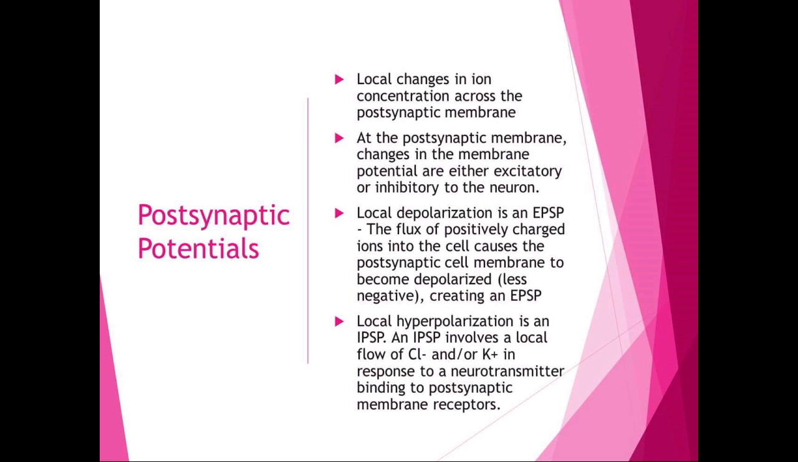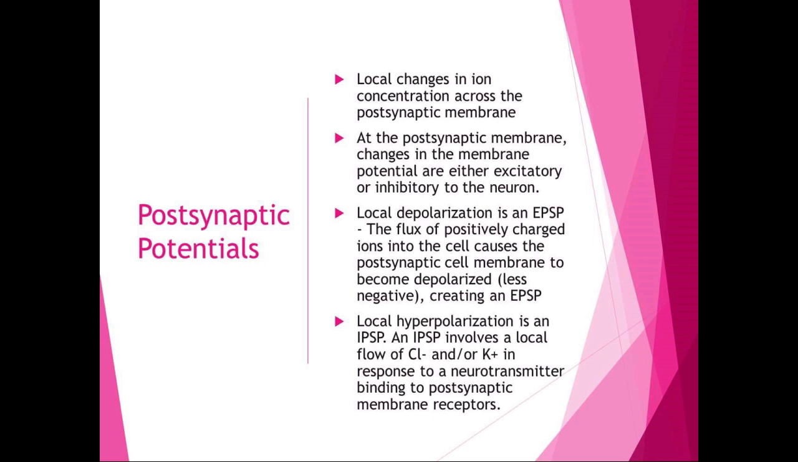Local hyperpolarization is an inhibitory postsynaptic potential. An inhibitory postsynaptic potential involves a local flow of either chloride or potassium in response to a neurotransmitter binding to a membrane receptor. Chloride is generally outside the cell and potassium is inside the cell. So if potassium flows out of the cell, it becomes more negative because we're losing positive. If chloride, which is negative, flows into the cell, it also becomes more negative. When it's more negative, it's hyperpolarized, and it's inhibitory because it's harder to get that cell to fire at that point.